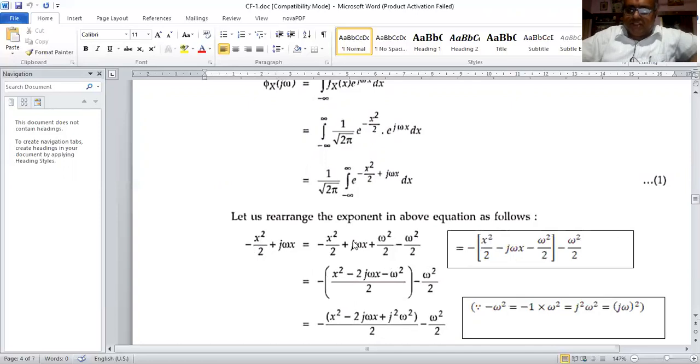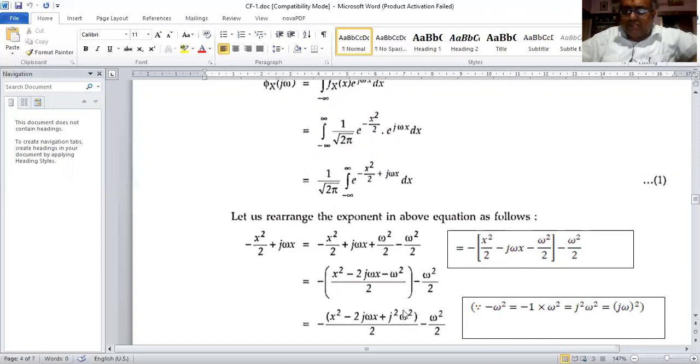So I get minus x squared by 2 plus j omega x plus omega squared by 2 minus omega squared by 2. Now combine, take minus sign common from the first three terms only. So this is what I have done. So I get minus of x squared by 2 minus j omega x minus omega squared by 2. The last term, minus omega squared by 2, I am keeping untouched. So I am taking the minus sign only from the first three terms alone. I am combining them and then taking minus sign common.